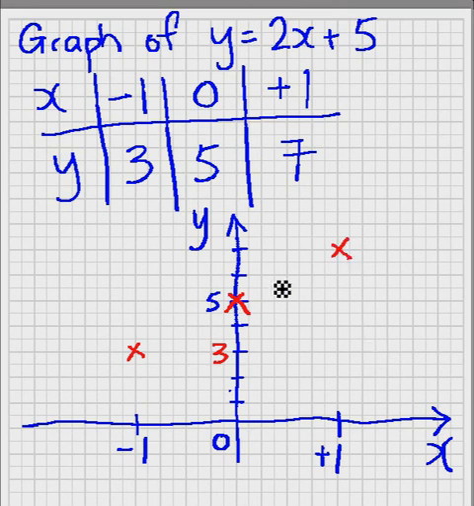With the 3 points in mind, we can draw a straight line through the 3 points. Using a straight ruler, you can draw a straight line across the 3 points over here. Okay, so this will be your graph of y equals 2x plus 5.